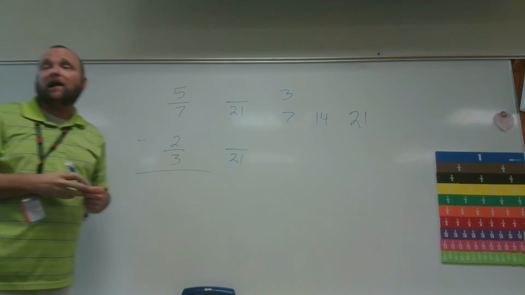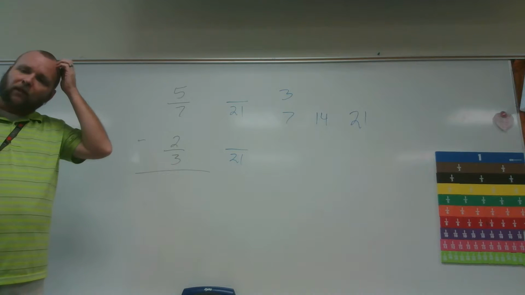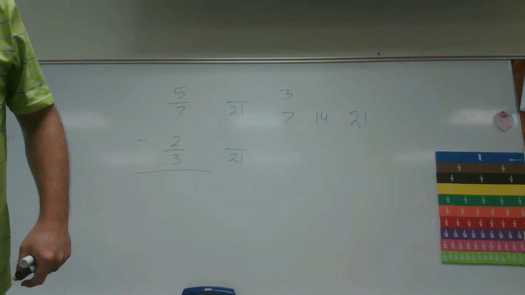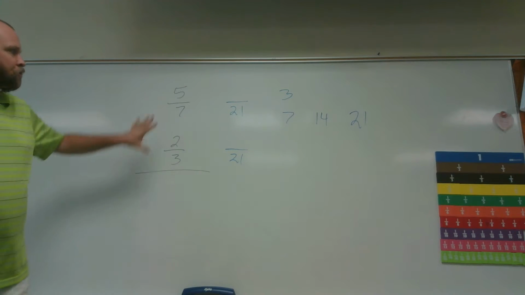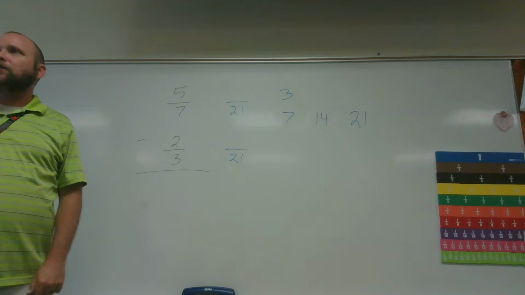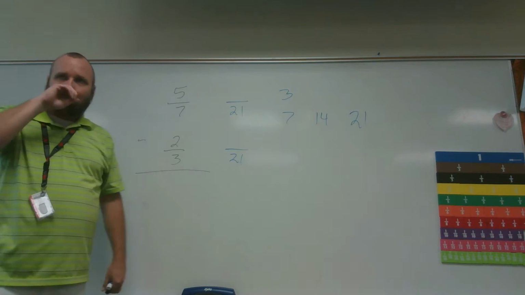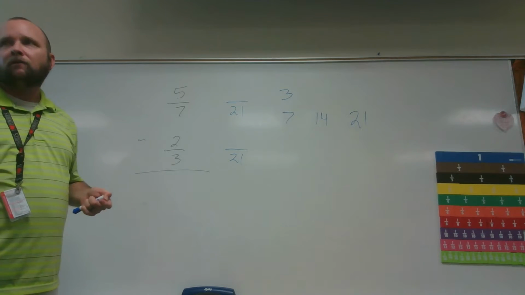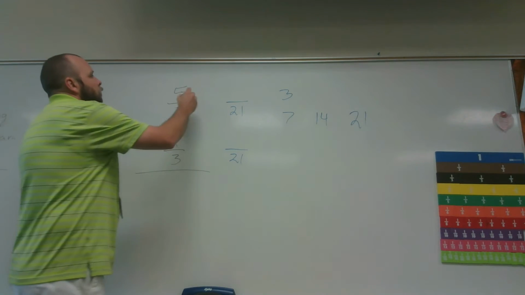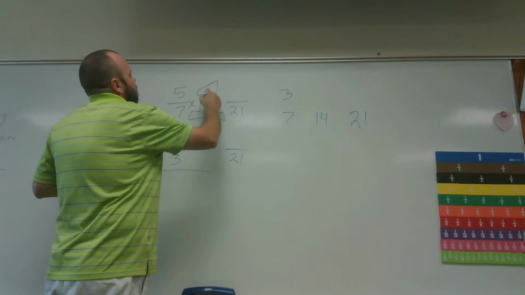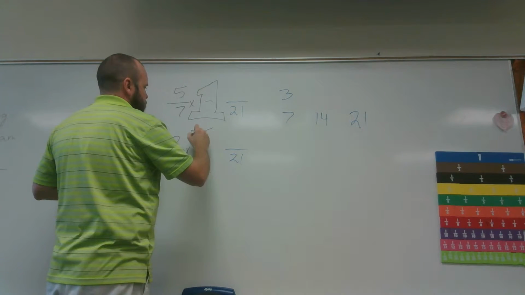And if you can't find a common multiple, what you did in the book today on page 219, it just told you you can multiply the two denominators together, and that will give you a common denominator. We'll do the next one that way. It's just a nice strategy to use.